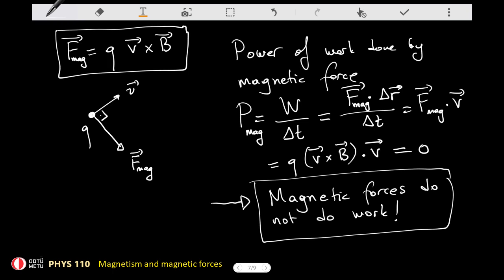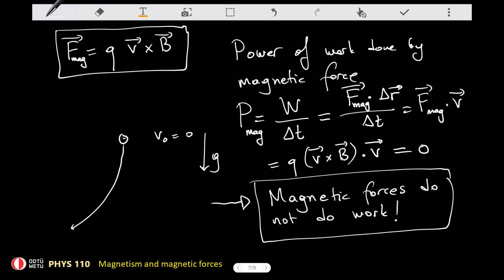Okay, so let's just give a simple example in here. Let's say that, for example, we have an electron in here. Let's say that it is released from rest in here. It has just dropped under gravity, of course. It has dropped by a distance h. So as a result, finally it is in here. And I would like to find the speed in here.